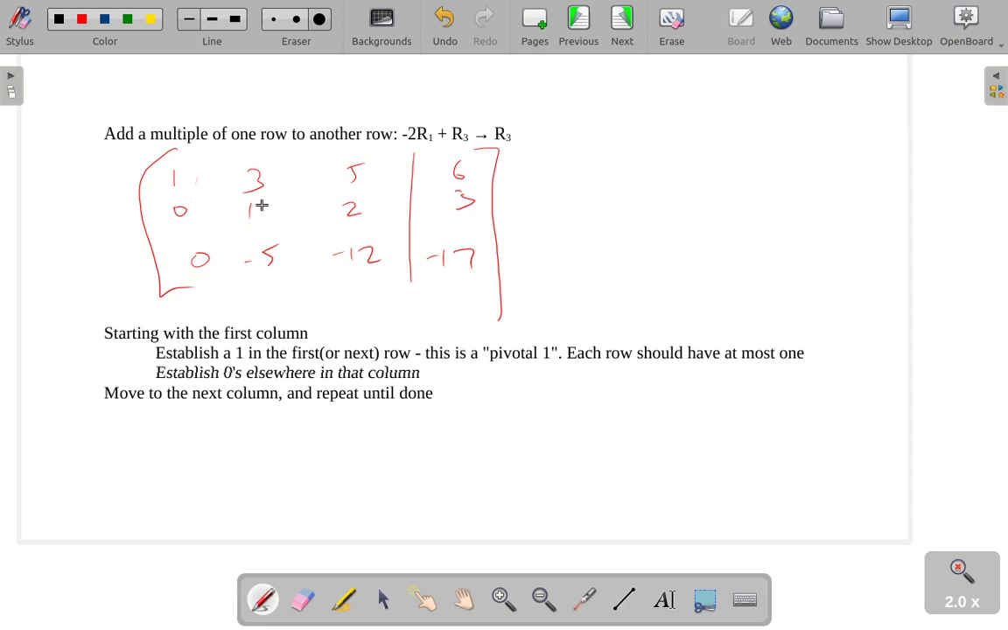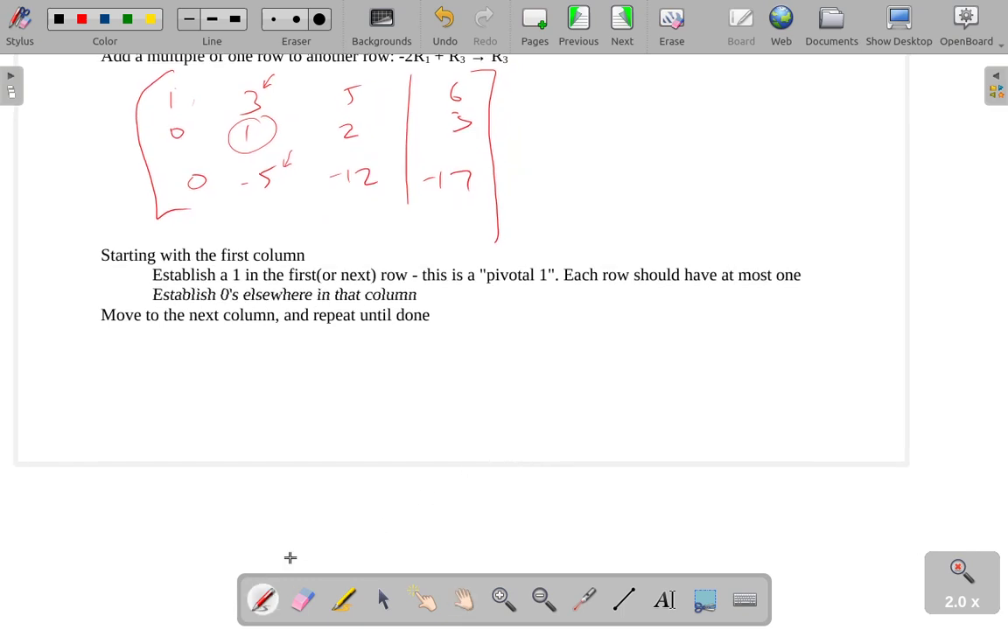My next step would be to establish this as a 1. So I'm trying to do my 1s along the diagonal and 0s elsewhere again. This is already a 1, so I don't need to do anything there. What I would do now is take multiples of this row and subtract it from these rows to make this value and this value into zeros. So let me see what I would do next. If I want to take a multiple of this row and subtract it from this row, let's say, take row 1 minus something times row 2.